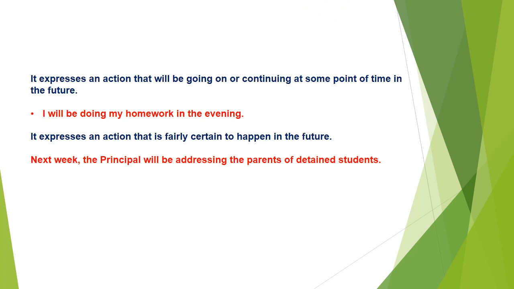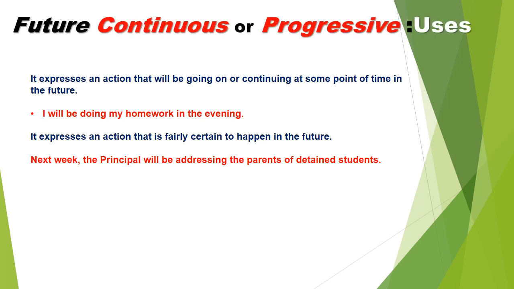We use future continuous or future progressive tense to express an action that will be going on or continuing at some point of time in the future. The example is, I'll be doing my homework in the evening. It expresses an action that is fairly certain to happen in the future. Next week, the principal will be addressing the parents of detained students.